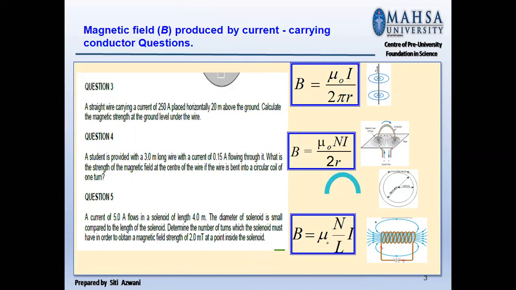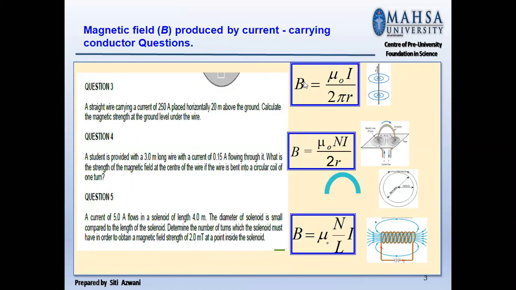Current carrying conductor, you have 3 types of current carrying conductor. You have a straight wire, you have a circular coil, and then you have a solenoid. For each type of current carrying conductor, you have a different formula. So don't use the wrong formula when you want to solve your question. Let's look one by one. Question 3, this is a straight wire.